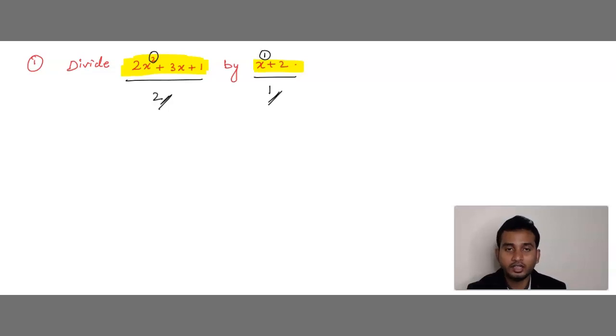So we can do the division. Understood? Now from this itself directly we can say that always we divide highest by lowest.